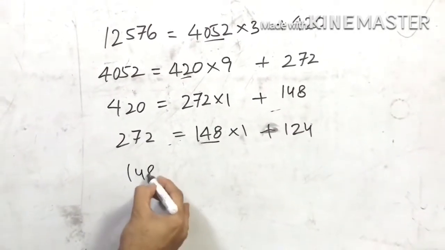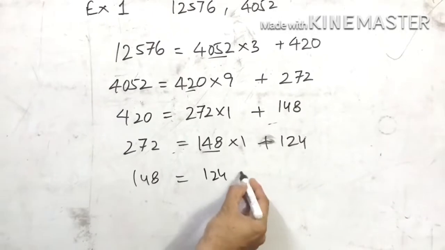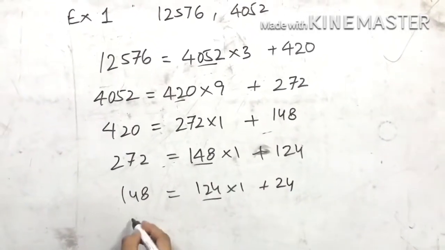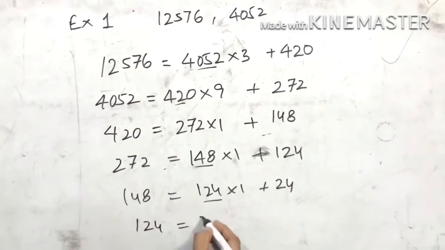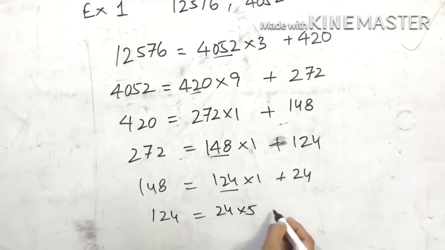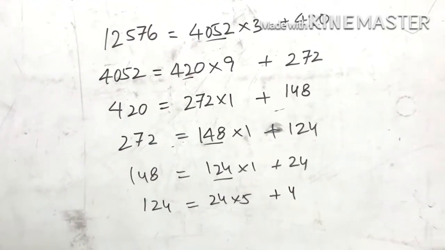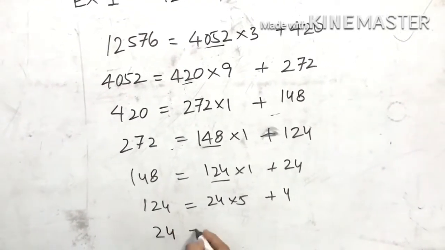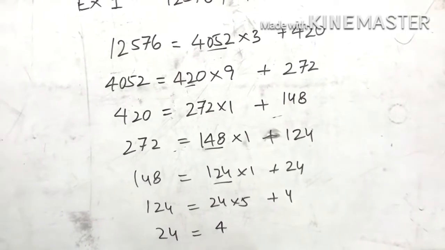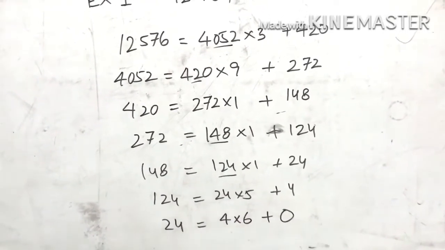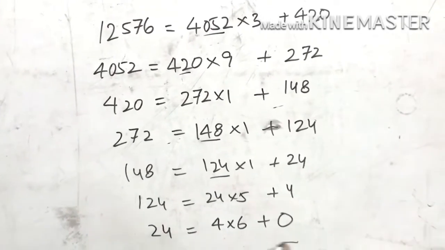So 148 will come here. Now 124 into 1. So 24 5s are 120 plus 4. Now 24 will come here. This remainder will become divisor. By which number you will multiply? 4 6s are 24. What remainder you will get in this case? 0. So final step is this.